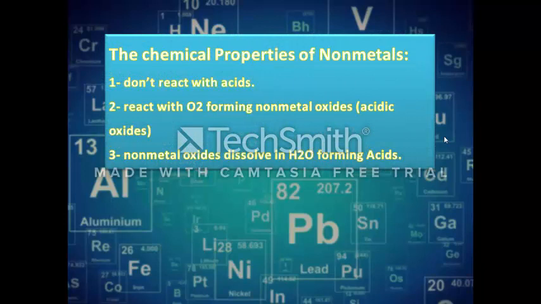The chemical properties of nonmetals. Number 1, don't react with acids. Number 2, react with oxygen forming nonmetal oxides or acidic oxides. Number 3, nonmetal oxides dissolve in H2O forming acids.